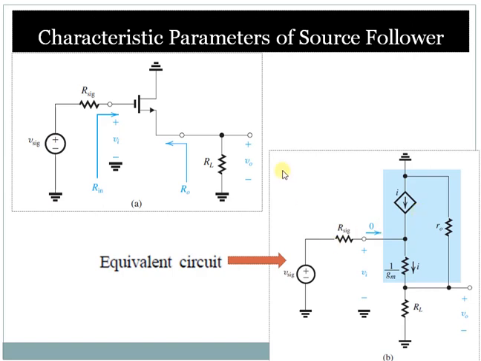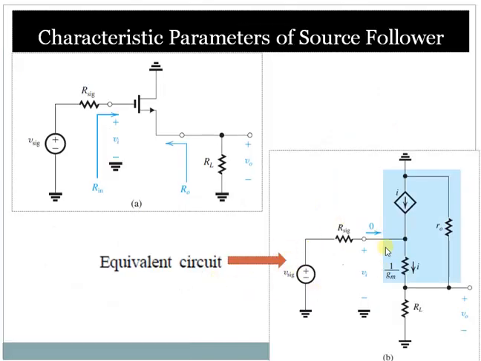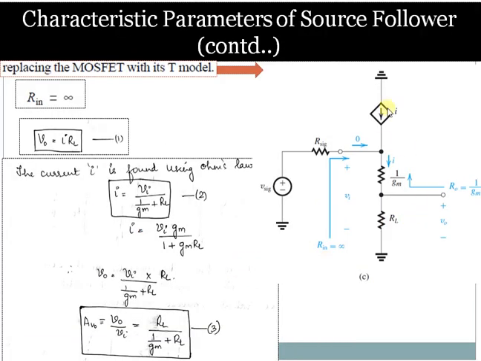So moving on, in order to obtain the different parameter values, I have considered the same circuit, which was shown in figure C. I have considered an equivalent circuit of the T model, but I have eliminated the resistance r0. As we know, for the source follower the input resistance is infinite, and to compute the output voltage, we know that the output voltage will be equal to the current multiplied by the load resistance RL, and this is denoted as equation number 1.